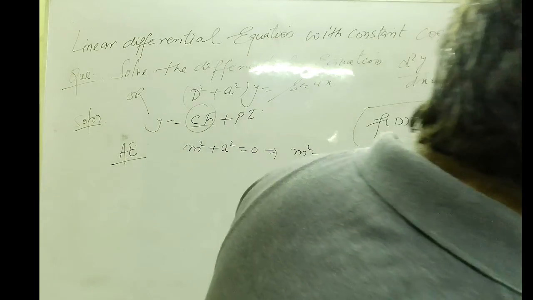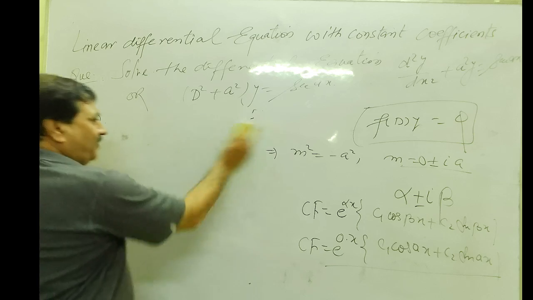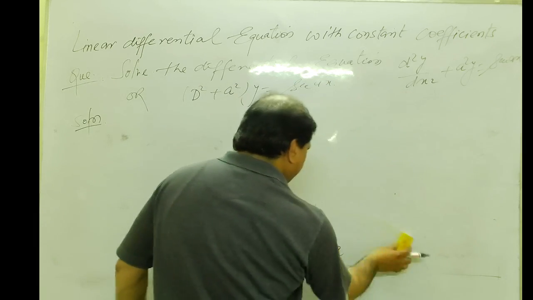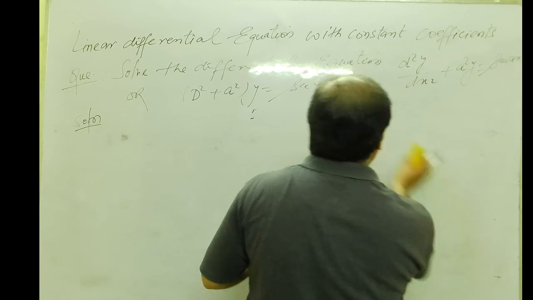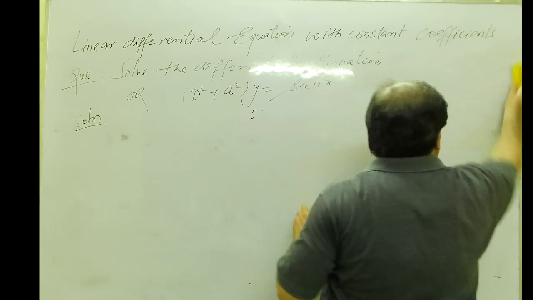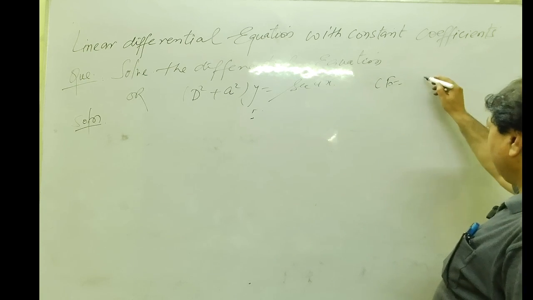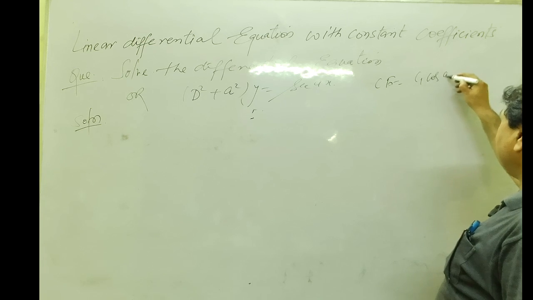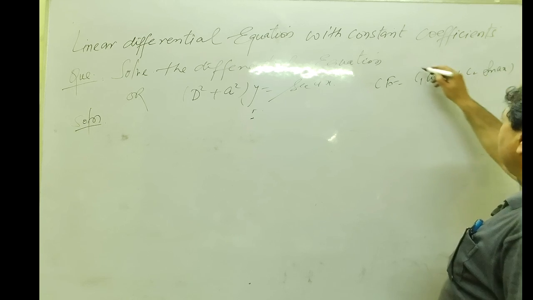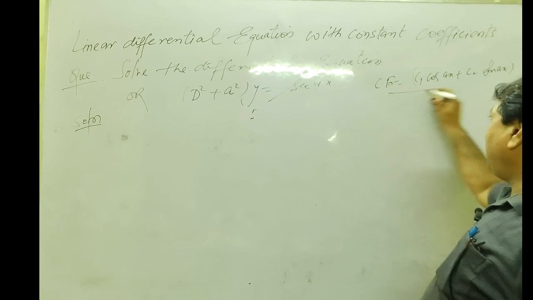My dear student, this is the complete solution of CF, right? Now the differential equation is f(D) y equal to Q. Finally the CF of this question we can write as C1 cos ax plus C2 sin ax, because e power 0 into x is the value 1, right? That is one part of this question.